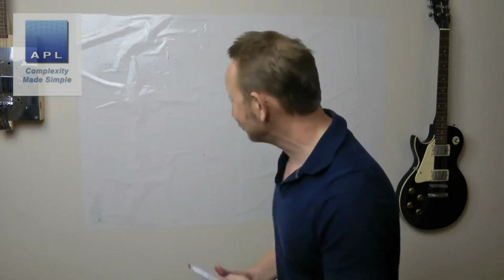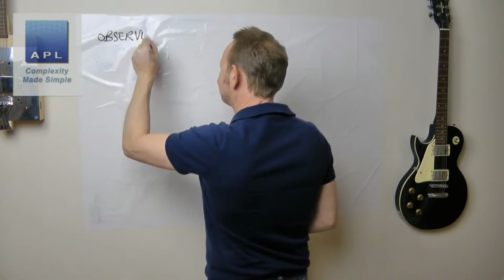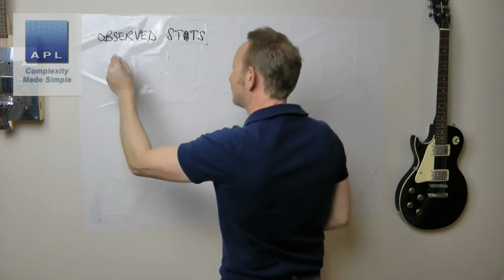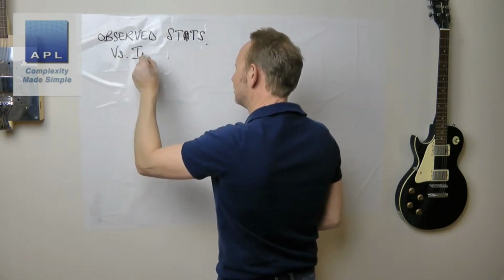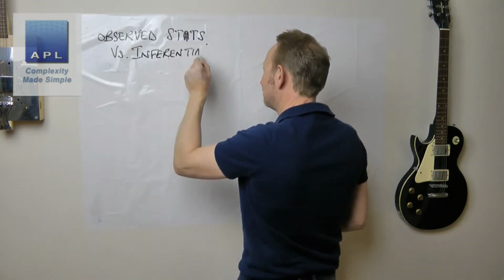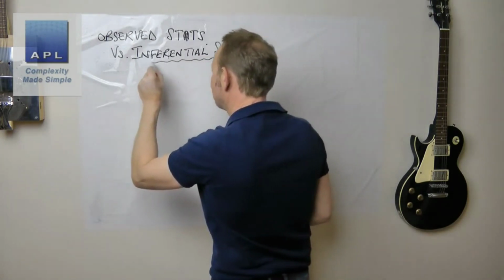Most people believe that all I have to do, I'm going to use statistics, it's not difficult, it's not clever, all I have to do is collect some data, look at the numbers, it's telling me something, and everything will be right with the world. That is where so many mistakes are made. So let's take a look at this. We are going to compare observed stats versus inferential, drawing a deeper conclusion from the data that's in front of you.